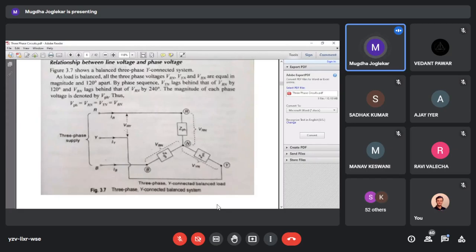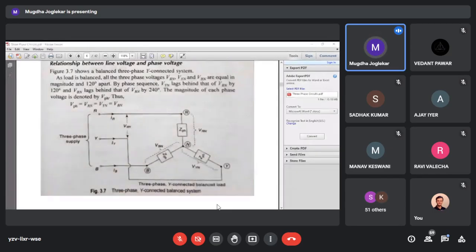Now, what is line voltage? Line voltage is between two lines. Three lines are there. So the voltage between R and Y is called VRY, a line voltage. Voltage between Y and B is VYB, another line voltage. And voltage between B and R is VBR, the third line voltage. All these three line voltages have the same value, but they are displaced by 120 degrees from each other. Same for the three phase voltages VRN, VYN and VBN.